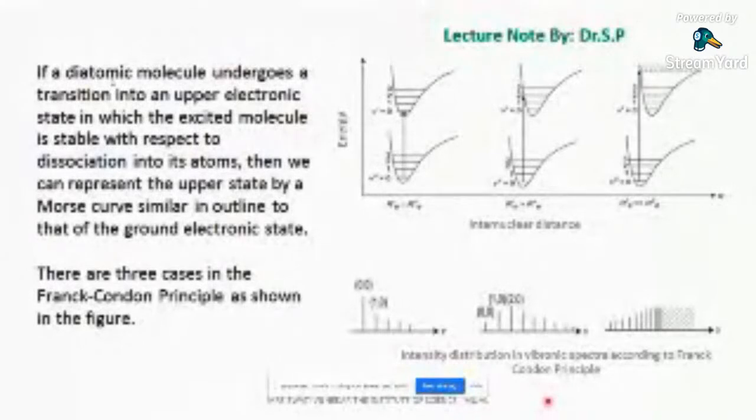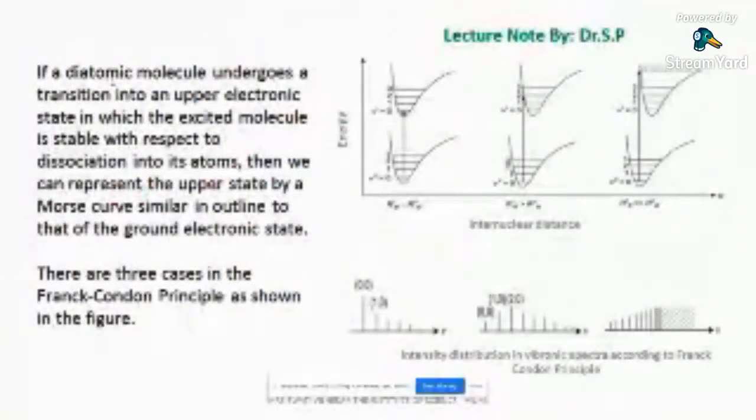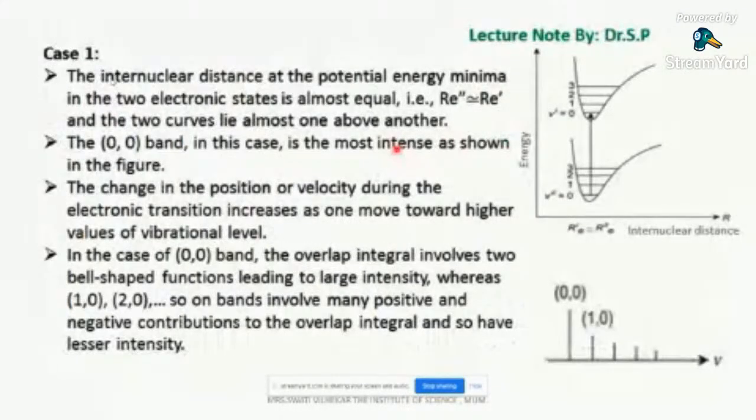If a diatomic molecule undergoes a transition into an upper electronic state in which the excited molecule is stable with respect to dissociation into its atoms, then we can represent the upper state by a Morse curve similar in outline to that of the ground electronic state. There are three cases in the Franck-Condon principle as shown in the figure. Case 1. The internuclear distance at the potential energy minima in the two electronic states is almost equal, which means the internuclear distance in the ground state is similar to the excited state, and the two curves lie almost one above another. The 0, 0 band, in this case, is the most intense as shown in the figure.